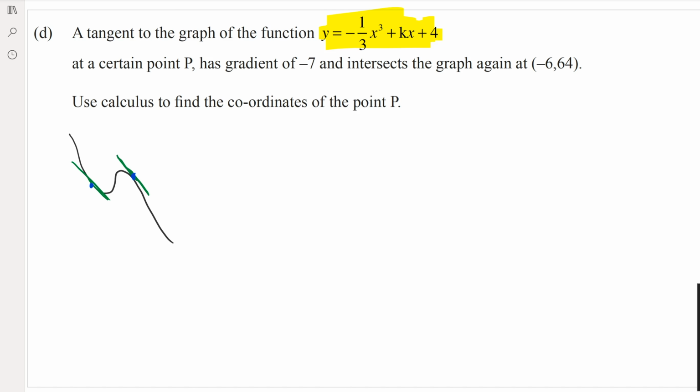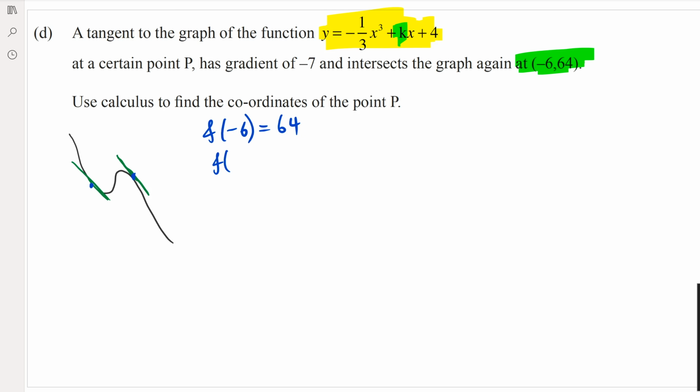So what is the first thing we're going to do? The first thing we got to do is try and figure out what k is. And the way we're going to do it is, we know that the graph actually goes through the point -6, 64. So that's the first step we're going to do. So we know that f of negative 6 is equal to 64.